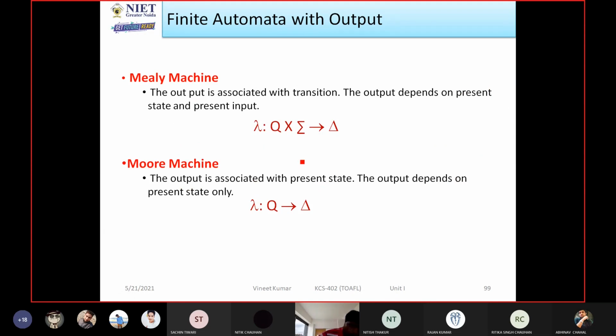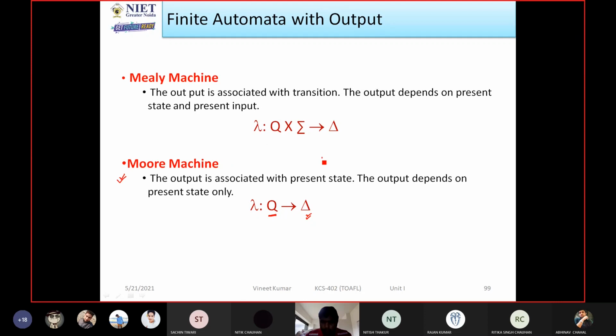See, in general, the machines are different based on their output function. In a Moore machine, output depends only on the present state. This is the output function. Lambda is an output function, in which lambda is defined as Q to delta, that means these are the output symbols. Here we are just giving the overview. After that I will discuss in detail the difference between the Mealy and Moore machine.